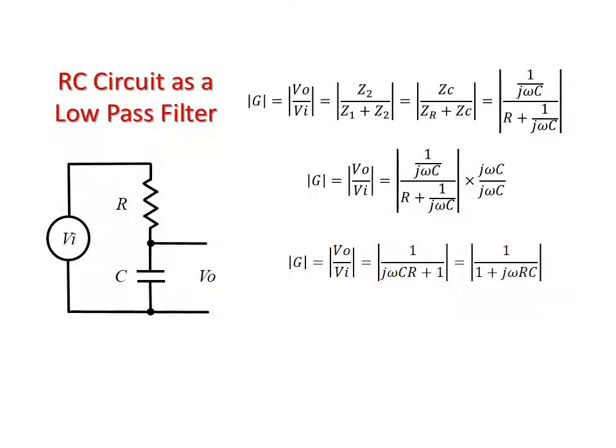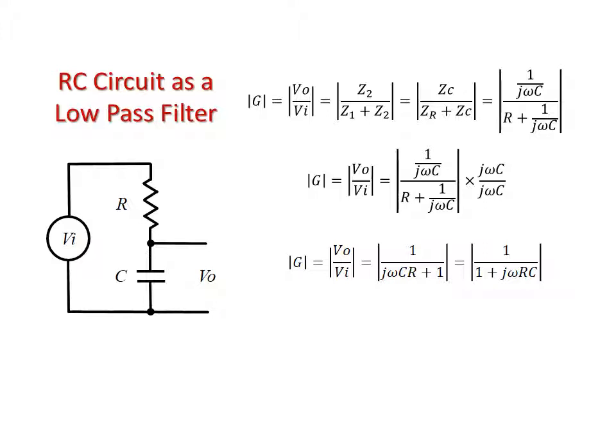Here we have an RC circuit as a low-pass filter, which means it lets low frequencies pass, which are the slower, more oscillating signals. It does not let high frequencies pass, or ultra-high frequencies. So this is an RC configuration low pass. We have a voltage source, our resistor, and our capacitor after that, and we're looking at the voltage drop over that capacitor.